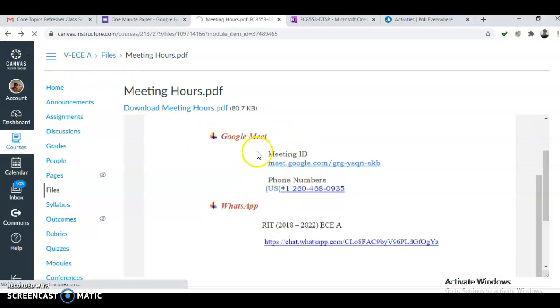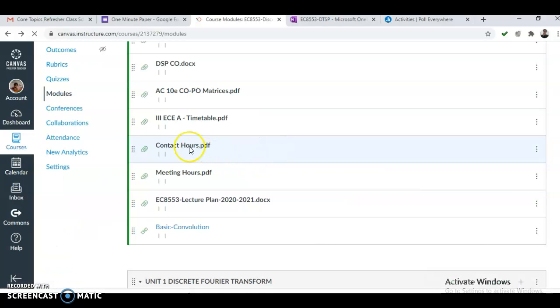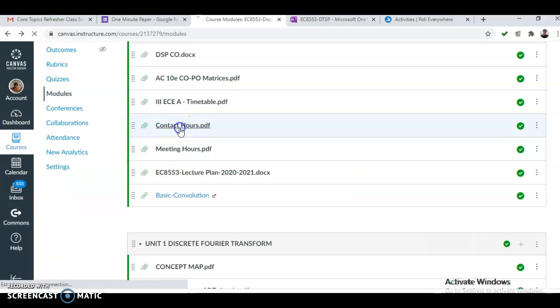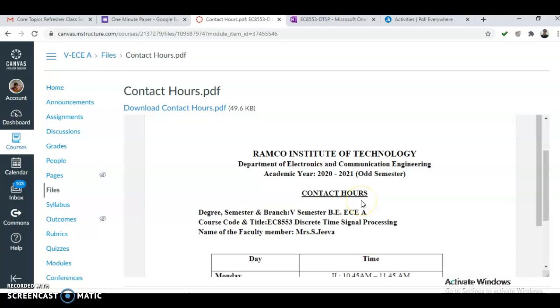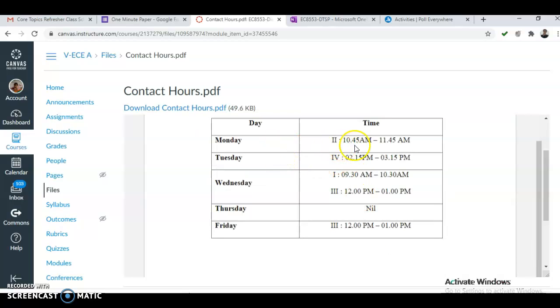Next, the contact hours. Monday, 2nd hour, 10:45 to 11:45. Tuesday, 4th hour, 2:15 to 3:15. And on Wednesday, I have 2 hours. First hour is 9:30 to 10:30, and the 3rd hour is 12 to 1 o'clock. Thursday, I don't have any class. Then Friday, 3rd hour. These contact hours are conducted using the Google Meet platform.